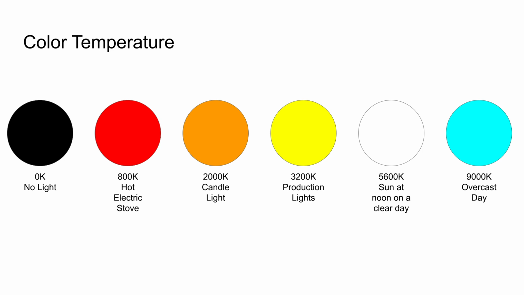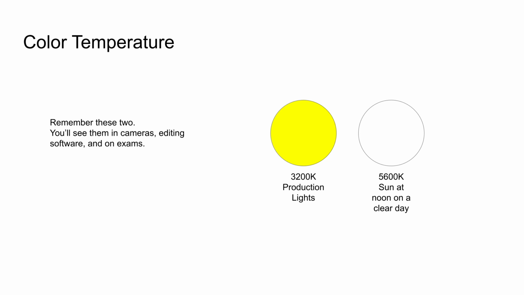If you're looking up at the blue sky around dusk, that's about a 9,000 K color temperature. There are only two of these numbers that you really need to remember, at least for the purpose of the class. 3200 K is the color temperature of production lights, tungsten halogen lights, if you want to get technical on it. And 5600 K is the color temperature of the sun at noon on a clear day from the equator, if you want to get really specific.